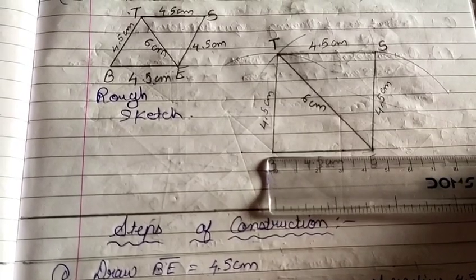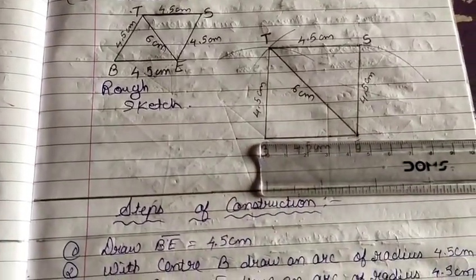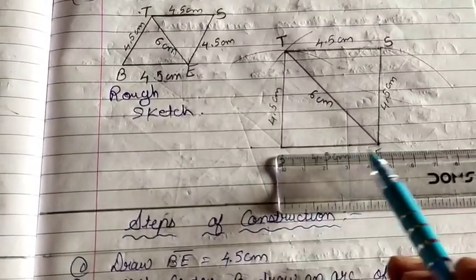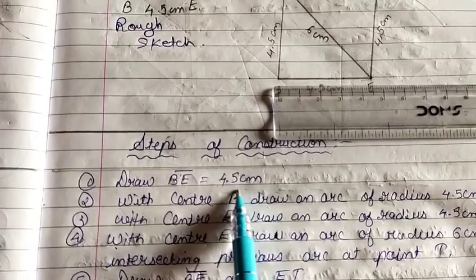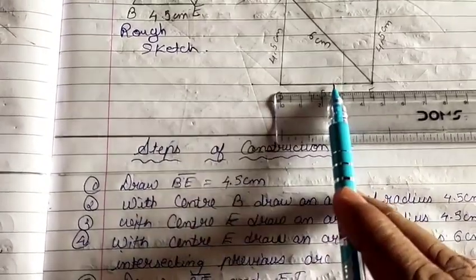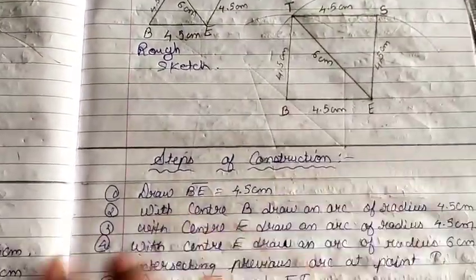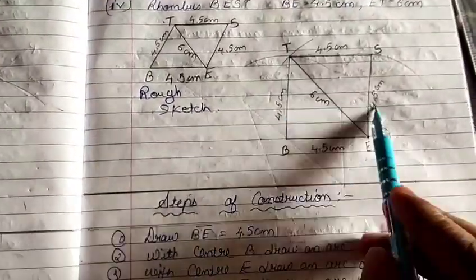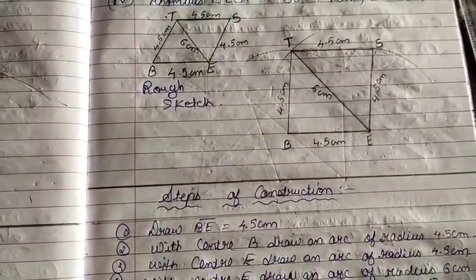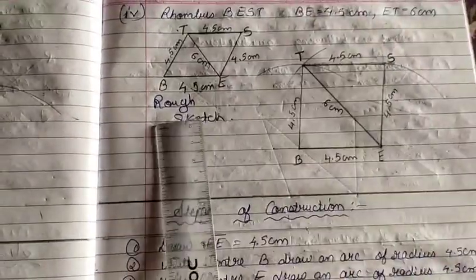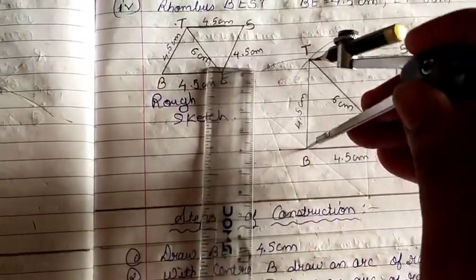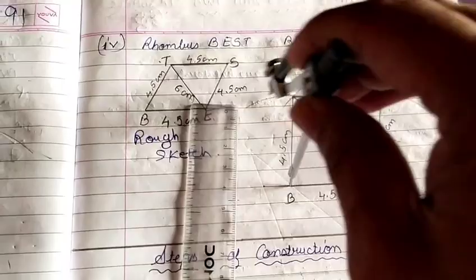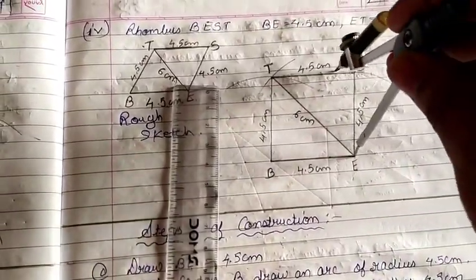You have to draw this line segment first. So write it over here. How to construct a line segment? Put a dot and draw one line. Then draw BE. Write down the step: draw line segment BE of 4.5 centimeter. Then we have to get these two sides first. So how to construct? You have to take 4.5 centimeter with your compass. Place it on B and draw this arc, and place it on E and draw this arc.